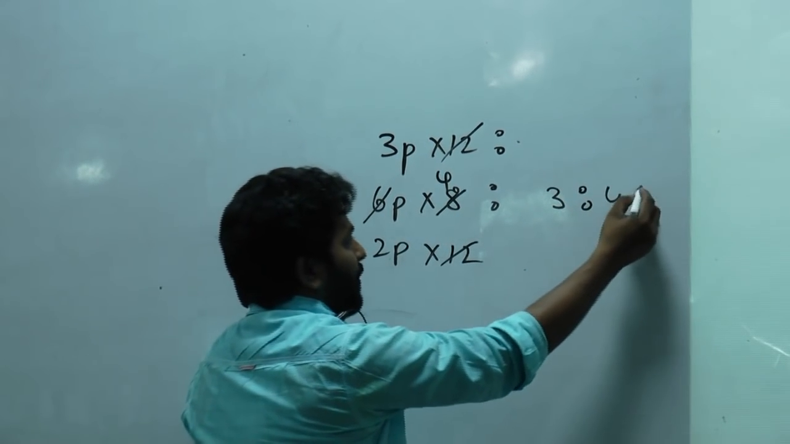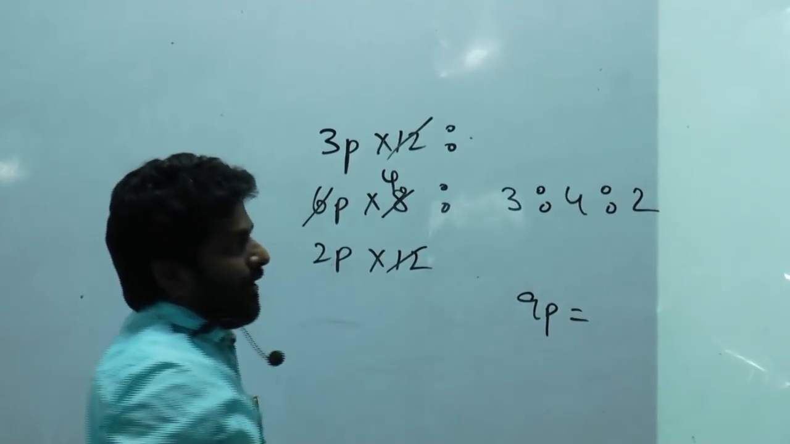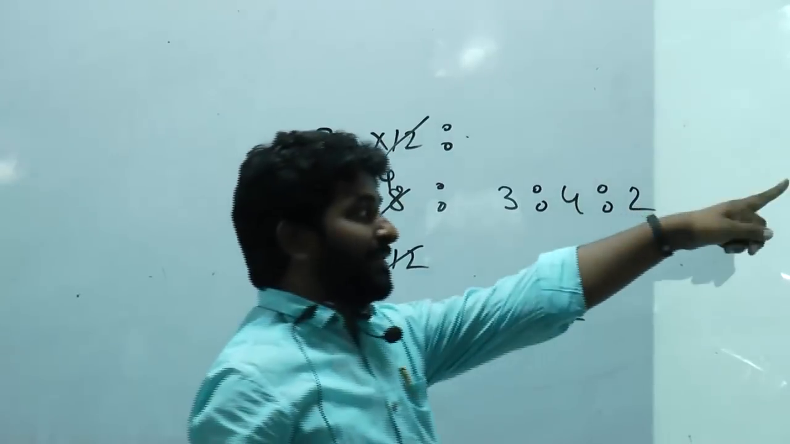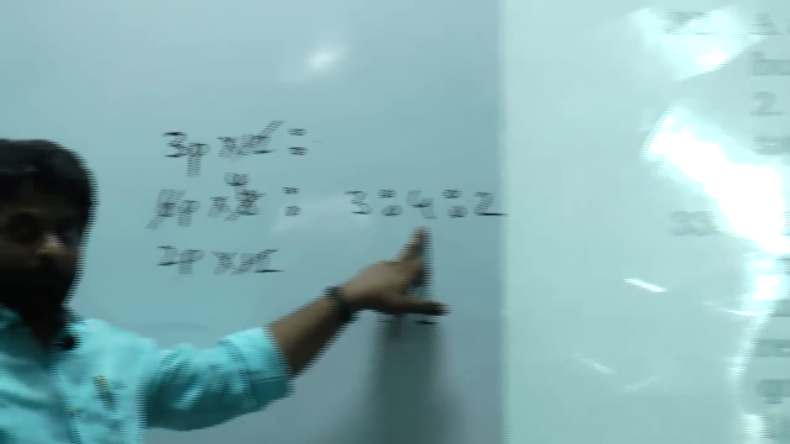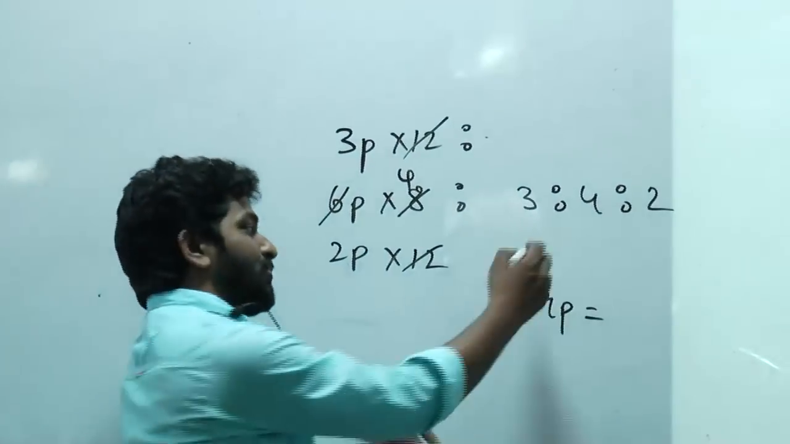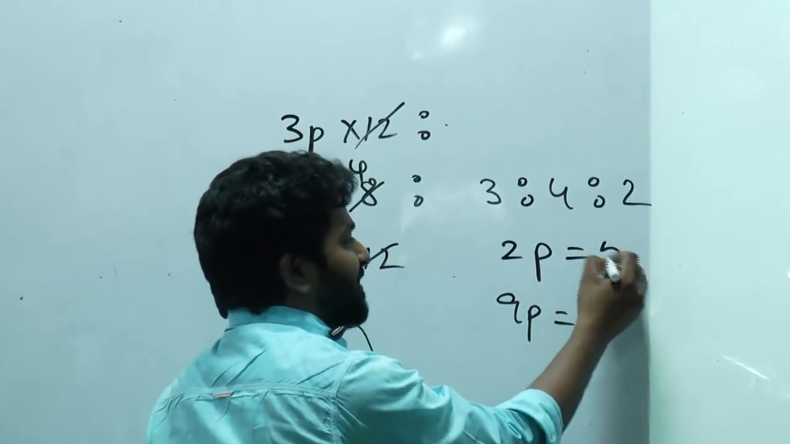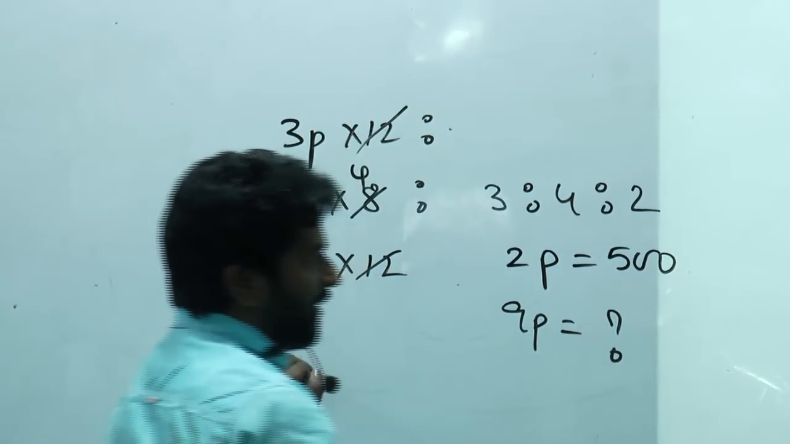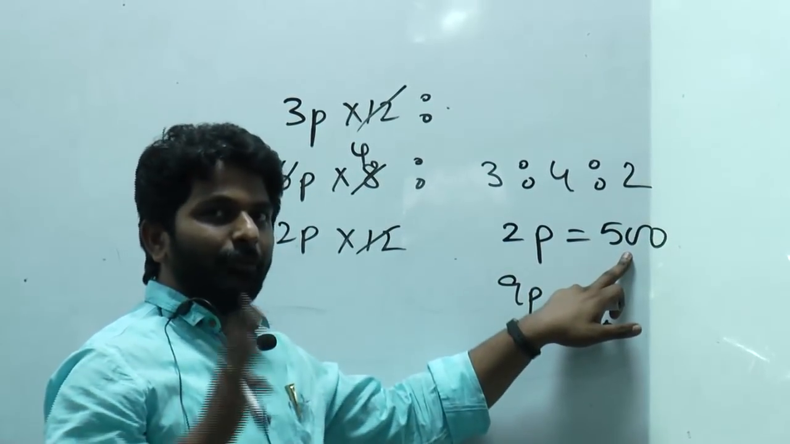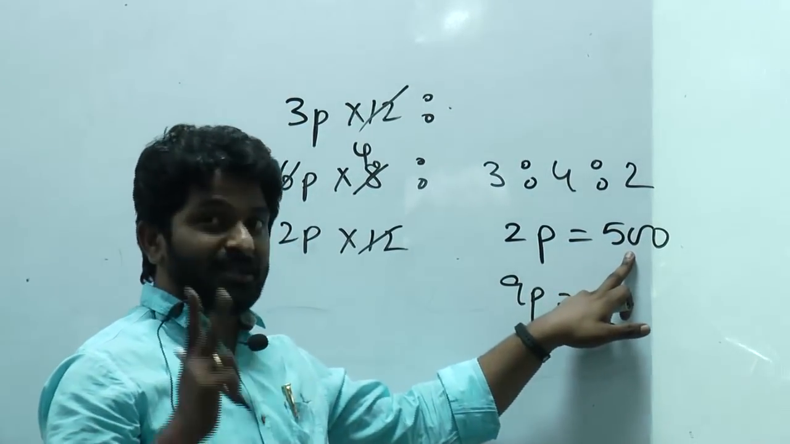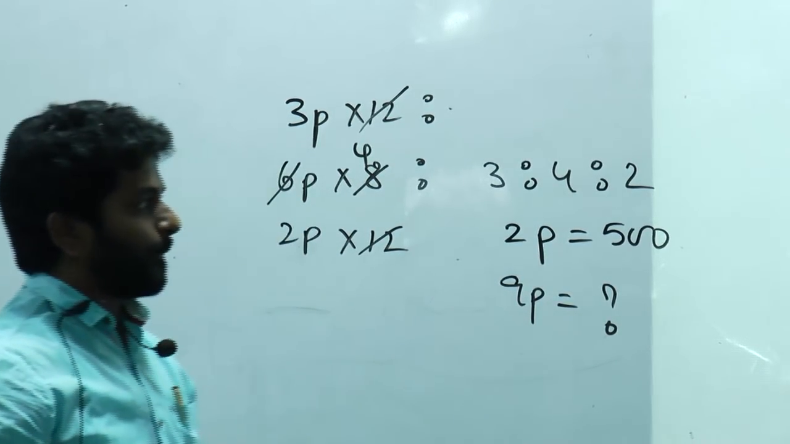3:4:2. Total number of parts? 9 parts. You were given that B's share in the annual profit was 500 more than C. B is getting 4 parts and C is getting 2 parts. So B is getting 2 parts more than C. 2 parts is equal to 500. 9 parts is equal to how much? If 2 parts is 500, 4 parts is 1000, 8 parts is 2000, 1 part is 250, so 2250.